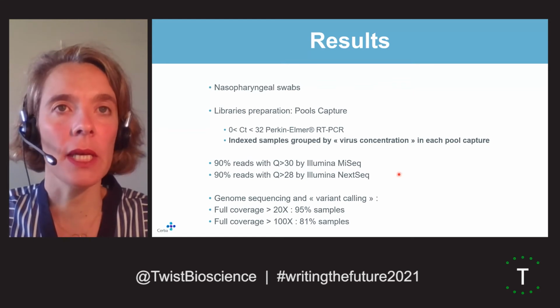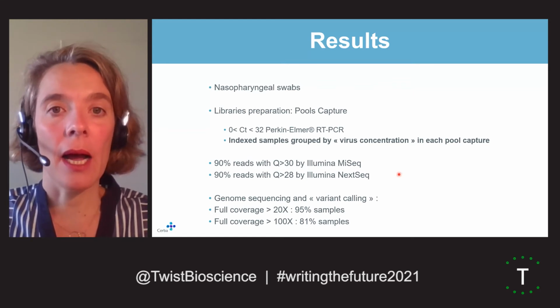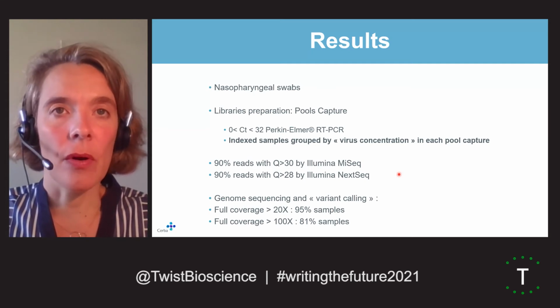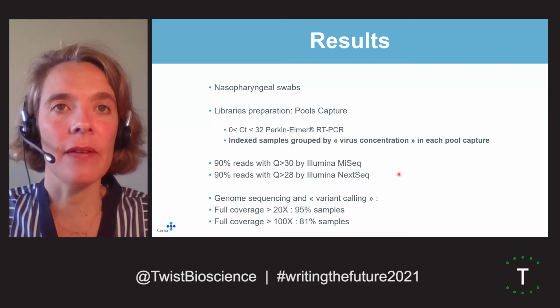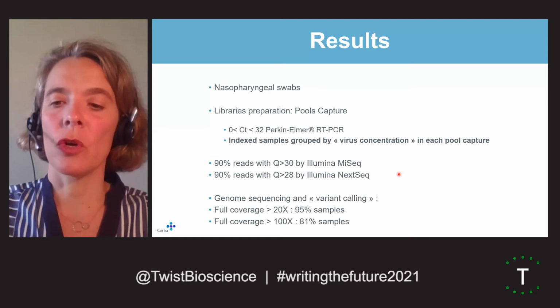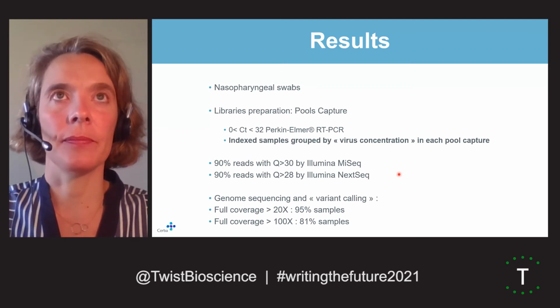Genome sequencing and variant calling were obtained for 95% of samples with a full coverage above 20 and 81% of samples with a full coverage above 100.